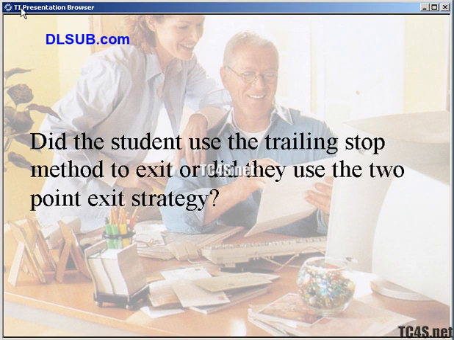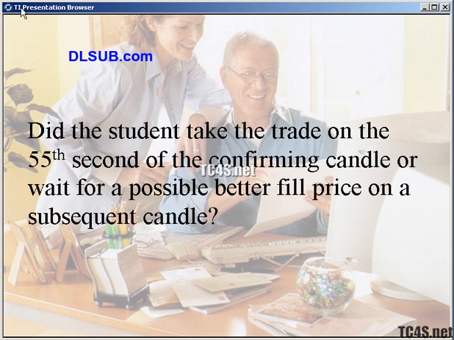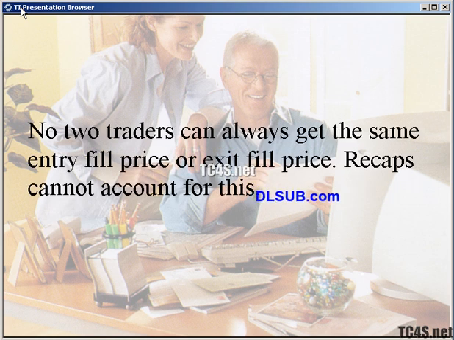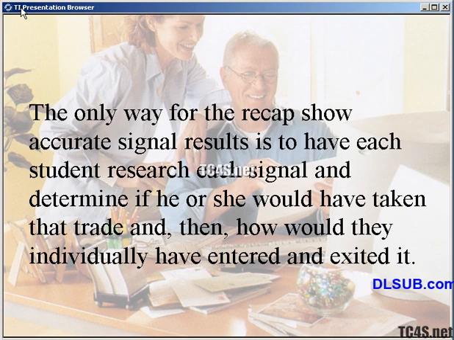Did the student use the trailing stop method to exit, or did they use the 2-point exit strategy? Did the student take the trade on the 55th second of the confirming candle, or did they wait for possibly a better fill price on a subsequent candle? Was the signal confirmed by the 3-minute chart? And if so, would the student have taken it for 1 point if the signal was choppy? No two traders can always get the same entry fill price or exit fill price. Recaps cannot account for this in publishing profit and loss results.